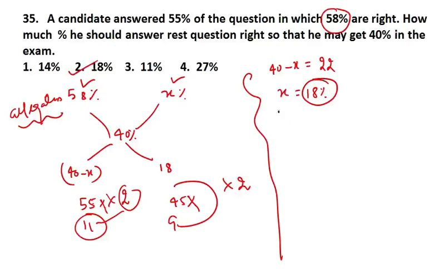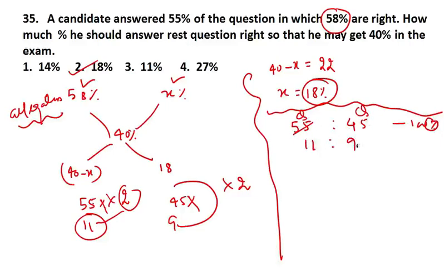Now again, if you want to do it with another method, you can do it with the basic method that you know. Now I'll tell you another method. He has already scored 55%, means now he needs 45 in total. He answered 45 questions already. Now he has to answer 45 questions, so that it will become 100 questions. So if you simplify here, you get 11:9. It means 11 and 9.